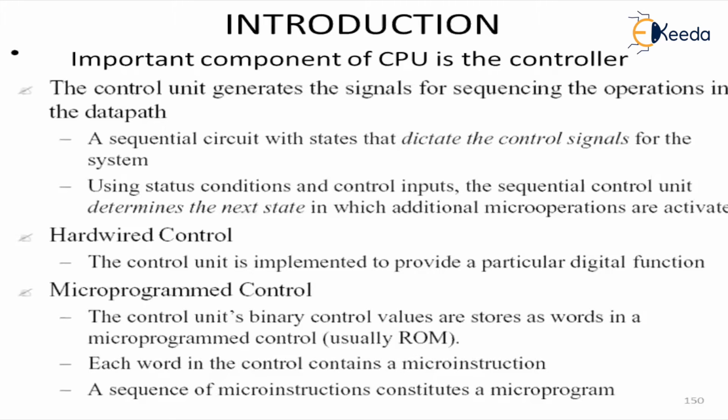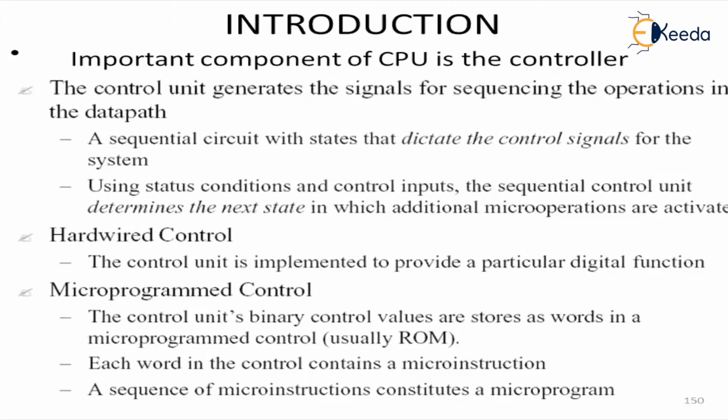The control unit generates signals for sequencing of operations in the data path. The sequence circuit consists of the different control signals for controlling the system. Using status signals and the control input, the sequential control unit determines the next state in which additional micro operations are activated. Now, control units are classified into hardwired and microprogram.